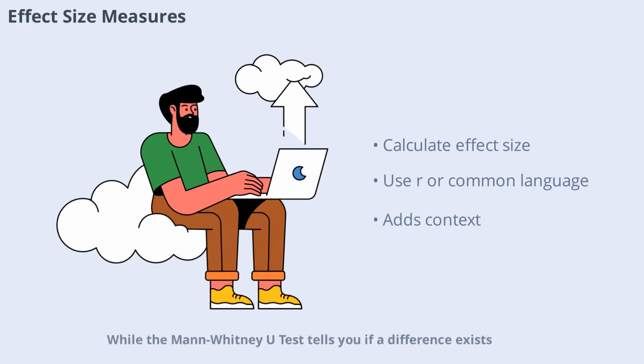While the Mann Whitney U test tells you if a difference exists, it doesn't measure how big that difference is. For effect size, you can calculate statistics like r or the common language effect size. These give more context to your findings.